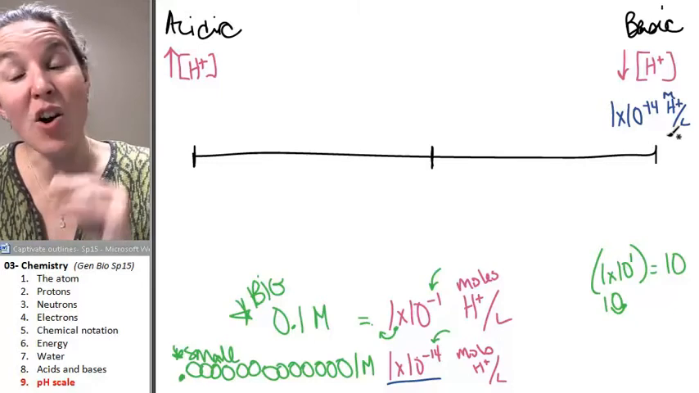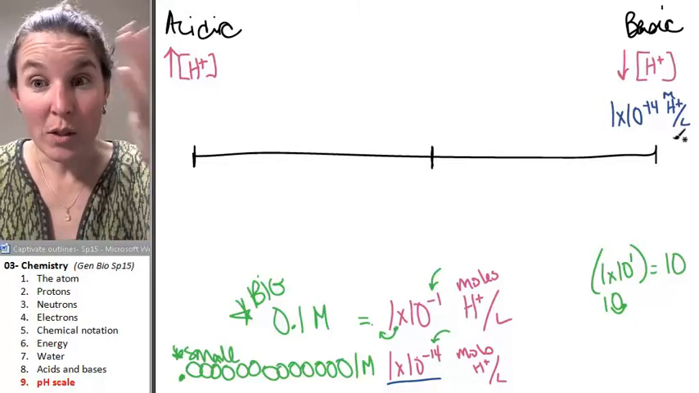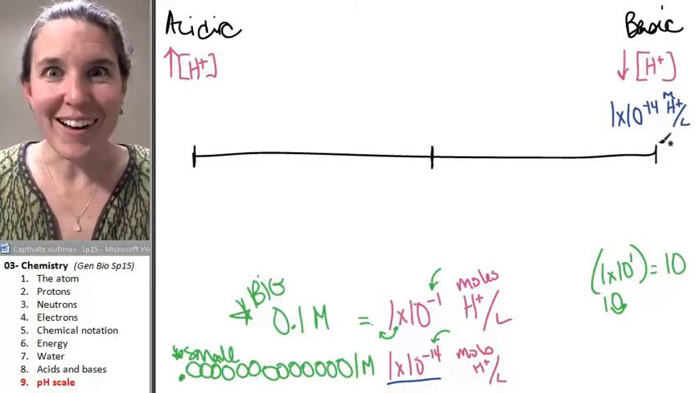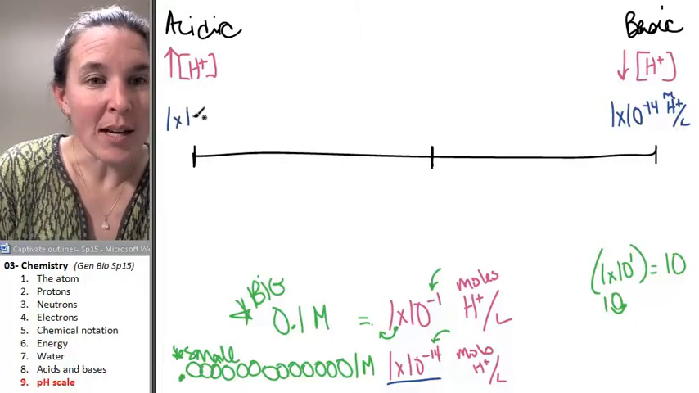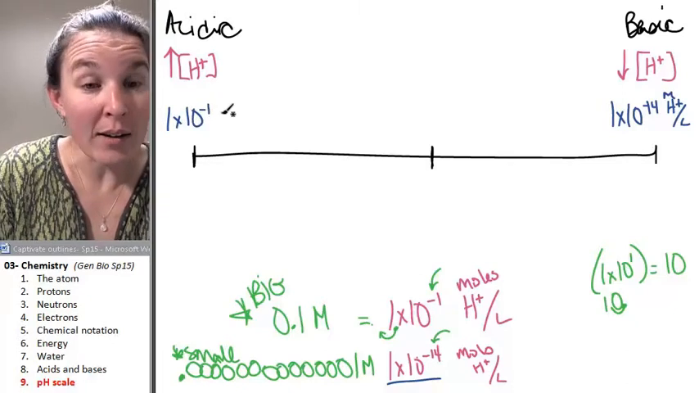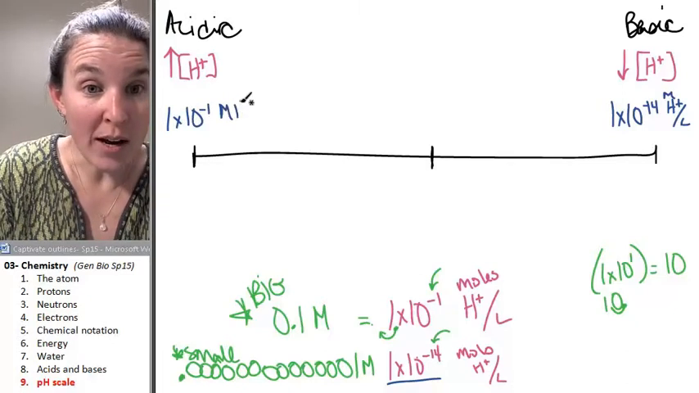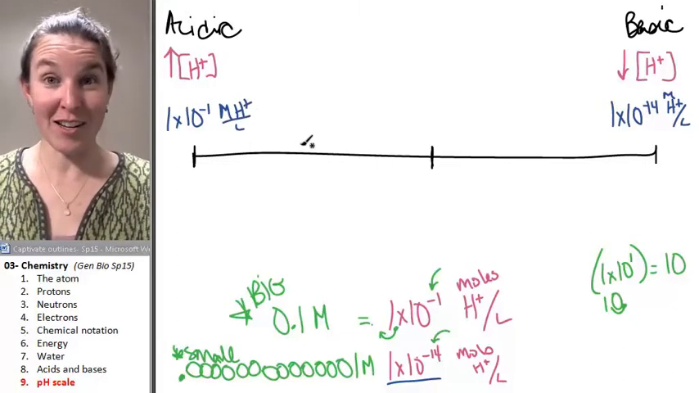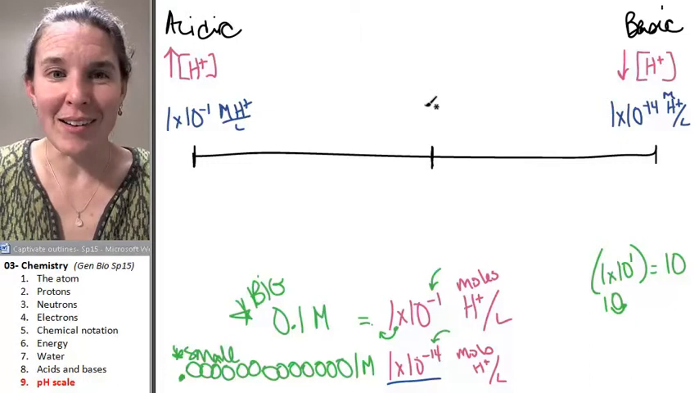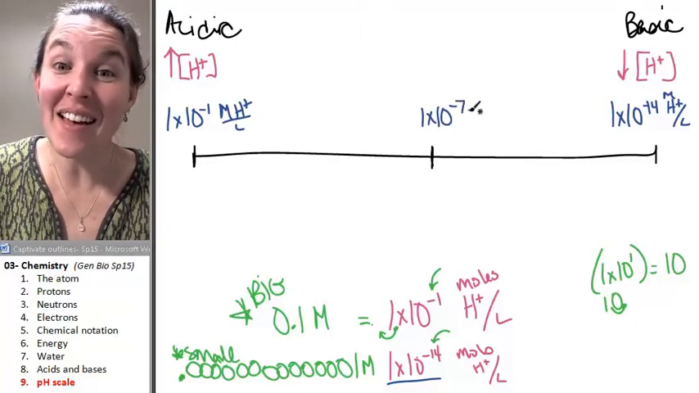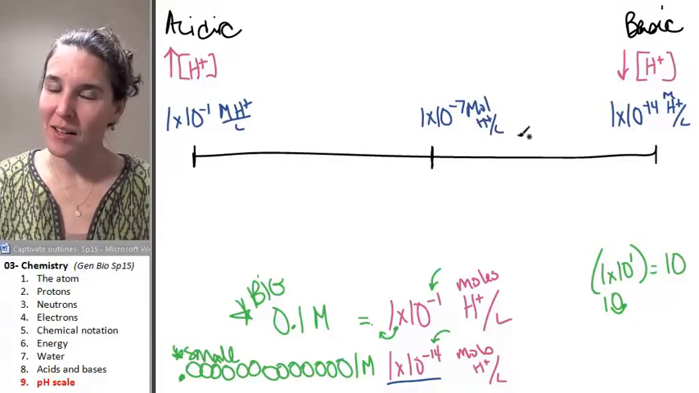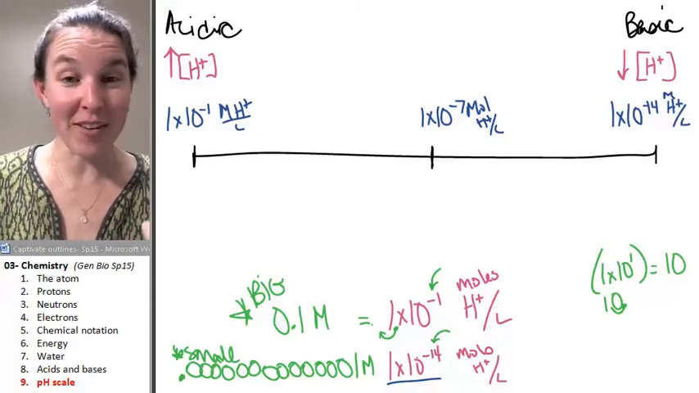on the basic end, because there aren't as many hydrogen ions. And what's going to go on this end? 1 times 10 to the negative 1 moles of hydrogen ions per liter. Does that work for you? What do you think goes in the middle here? 1 times 10 to the negative 7 moles of hydrogen ions per liter. Do you follow me? Now take a deep breath.